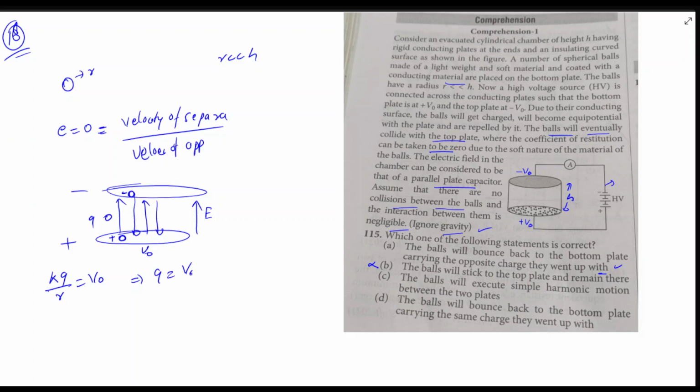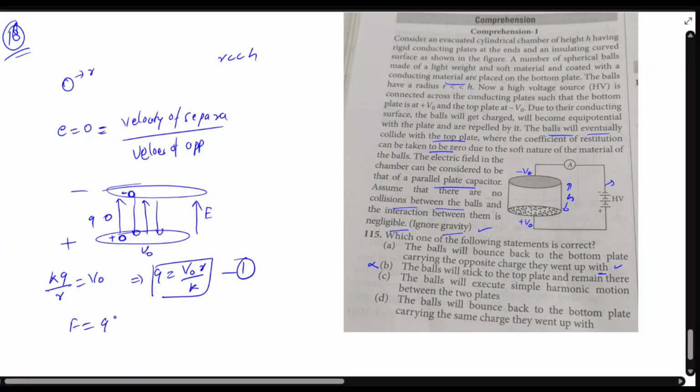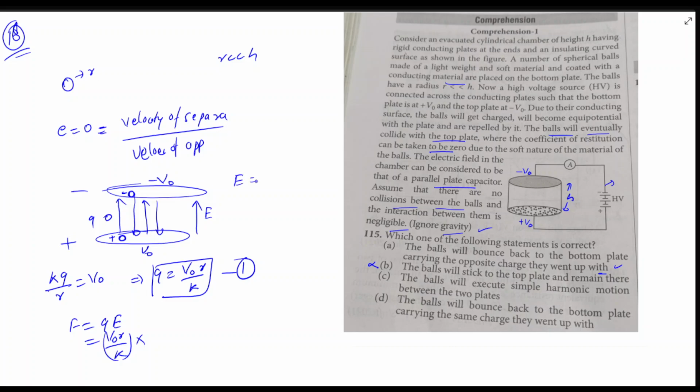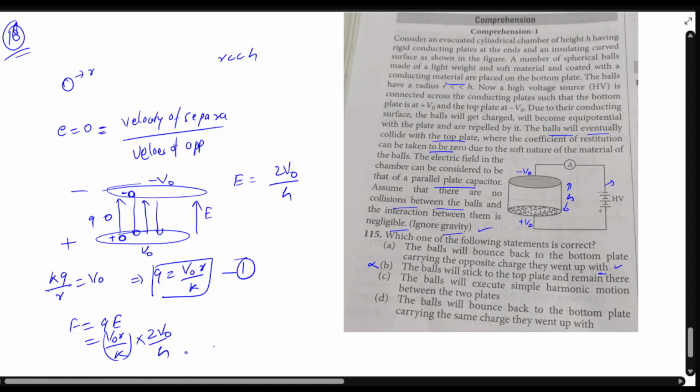So Q will be V naught R by K. This is the first equation. Now the force on the ball will be F equals Q into E. So Q is V naught R by K, and this is all constant. And the electric field will be the potential difference, which is 2 V naught, divided by the distance. So it is H, and we'll just write it as 2 V naught by H, right?